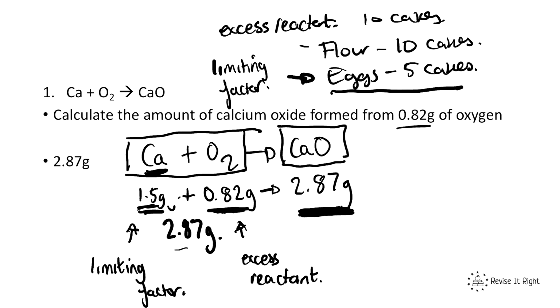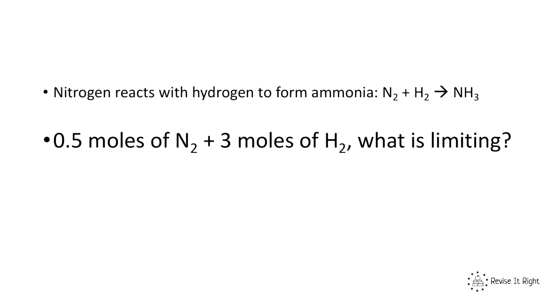Okay, so the limiting reactant is the one that runs out first and therefore limits the reaction. The excess reactant is the one that's left over at the end, and therefore we have more than we need of it. So let's go through a bit of a worked example.